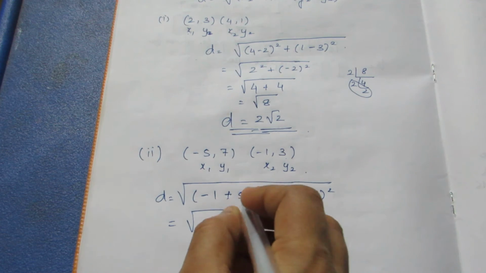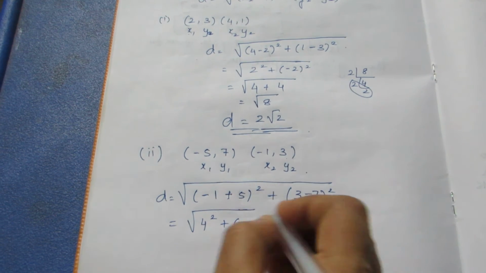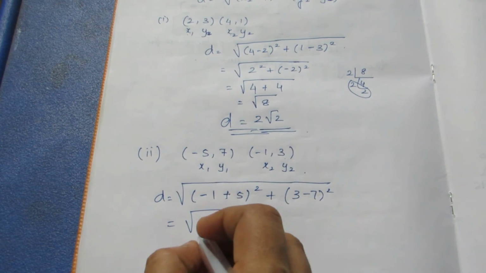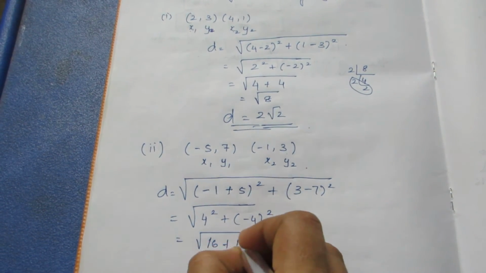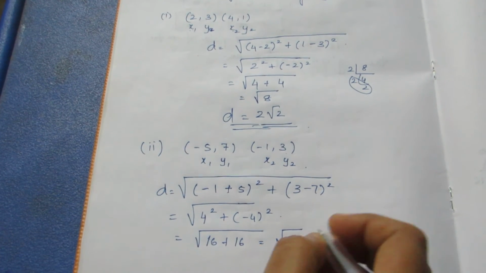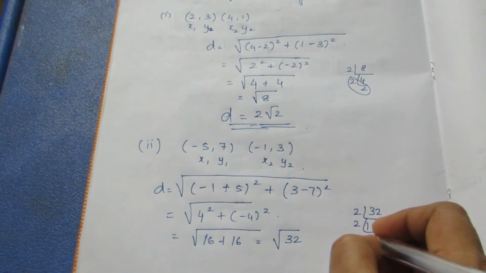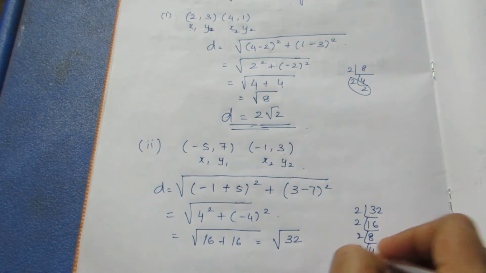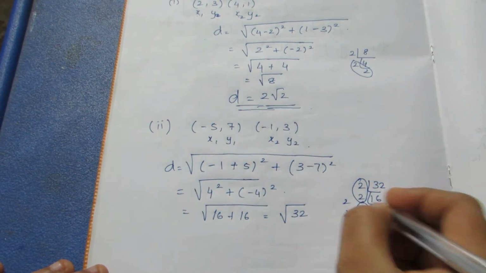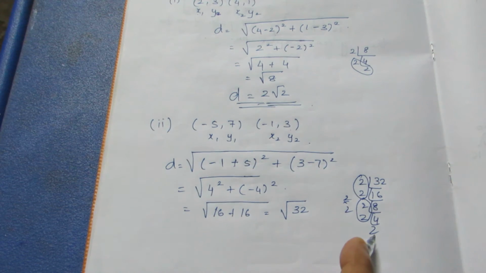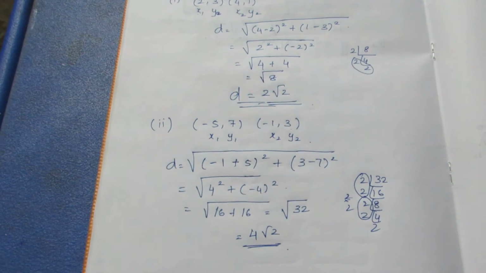Now this becomes root of 5 minus 1 will become 4 square, here plus minus 4 the whole square. Now this becomes 4 fours are 16 plus 4 fours are 16 becomes root 32. Take prime factorization. 2 sixteens are 32, 2 eights are 16, 2 fours are 8, 2 twos are 4. For 2 2 it will come outside as one 2. For the next set it will come as one 2. So there is no pair, leave it off. 2 twos are 4. So 4 root 2 is for the second one.